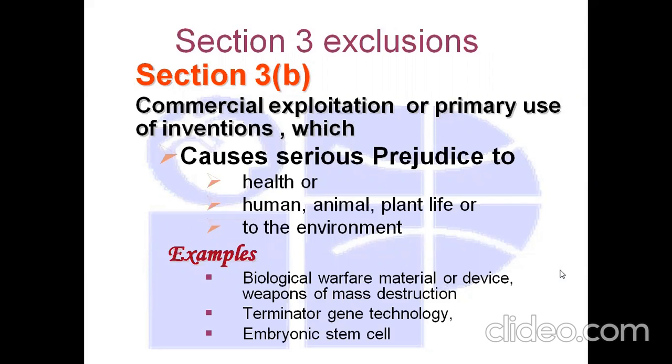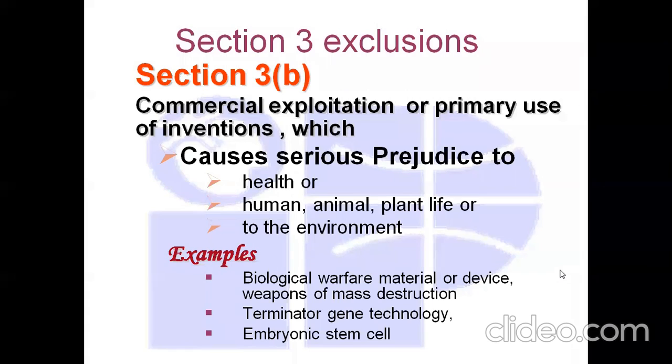Section 3B: the commercial exploitation or primary use of an invention which is a cause of serious prejudice to human, animal or plant life or health, or to the environment. Because as we go through any invention, first of all, our sustainability process is in one position. Second, there should be no issues related to the environment, human health, animal health, or plant life health, right?